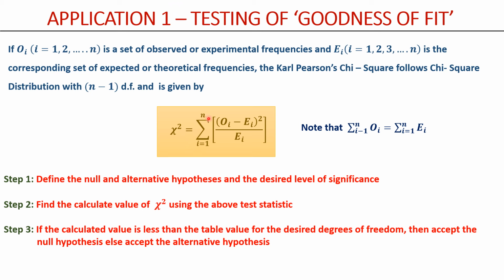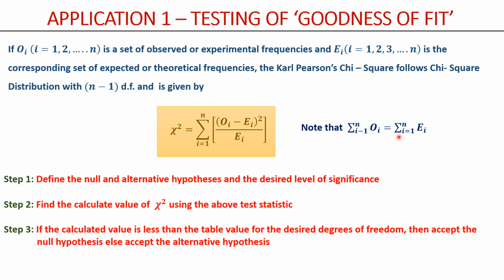formula. So it is the summation, where i runs from 1 to n, of (Oi minus Ei) the whole squared, divided by Ei. Oi are the observed values, Ei are the expected values. So the difference of the two, squared, divided by the expected value. The summation of all the n values together gives you the value of chi-square. It must be noted that the summation of the observed values should always be equal to the summation of the expected values. So this is the test statistic that we have to check, with the condition that sigma Oi and sigma Ei must coincide.